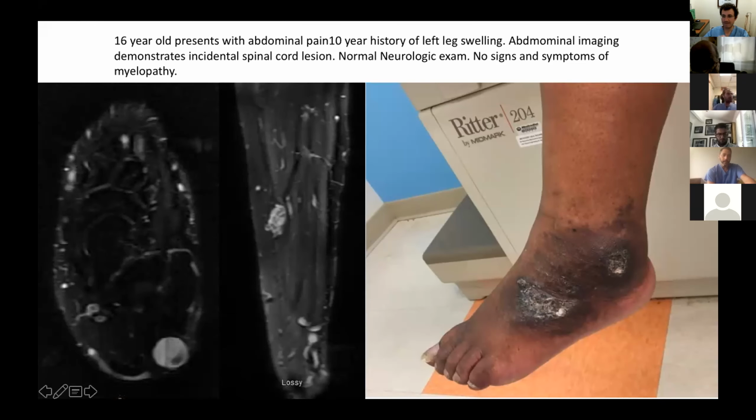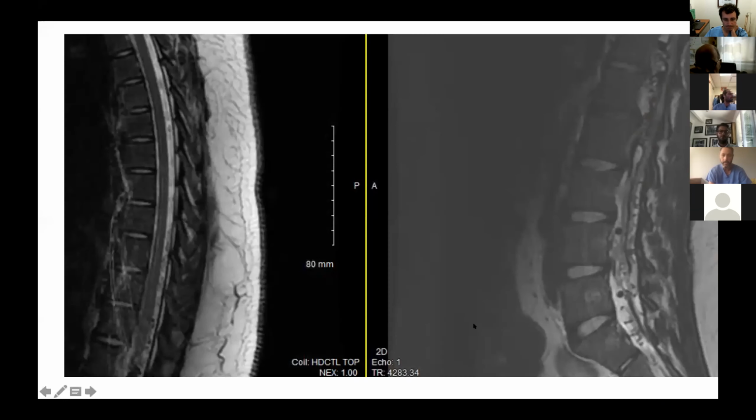So I have two cases to share. This is the first one. It's a foot, which has not a whole lot to do with neuro, but this is a 16-year-old who actually presented with an abdominal problem. This was her obvious other problem at the time, with chronic leg swelling. She'd had that for years, and a normal neurologic exam. With her abdominal pain in the hospital, she had some imaging. Here's her relevant neurologic imaging. She had abdominal imaging, which began to show this problem.